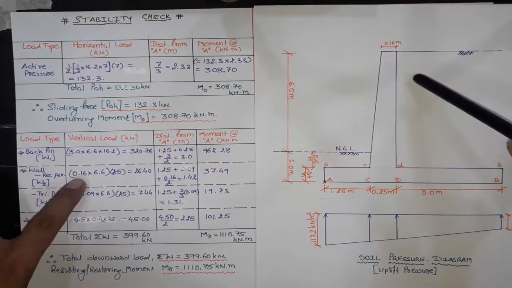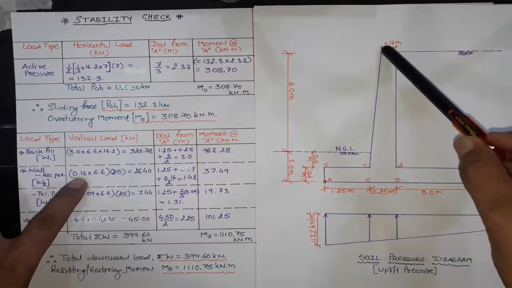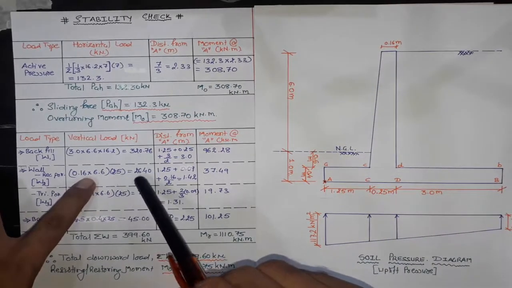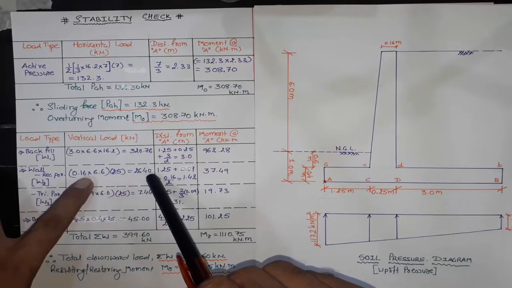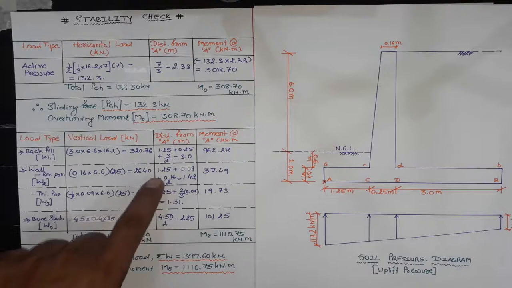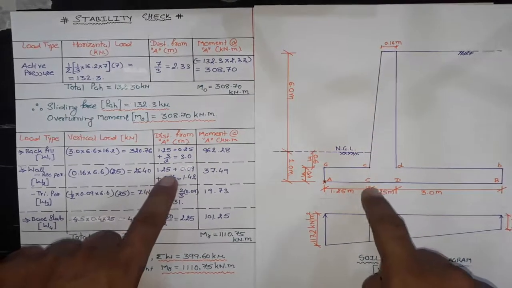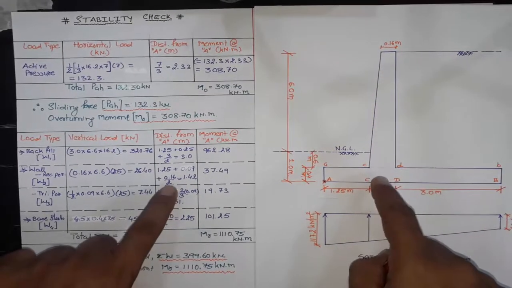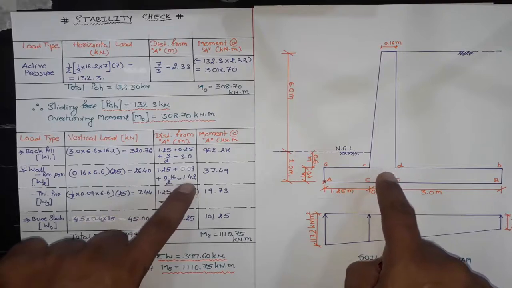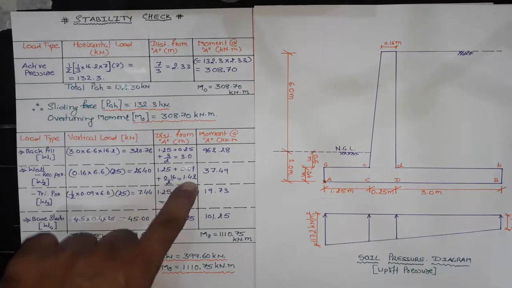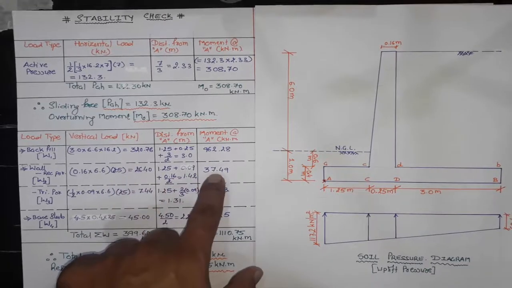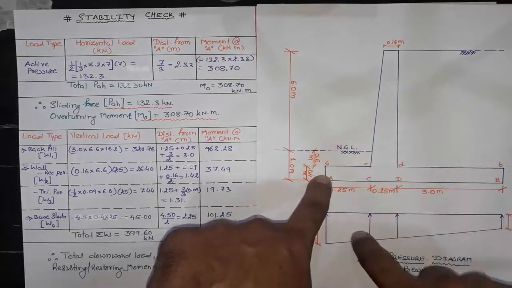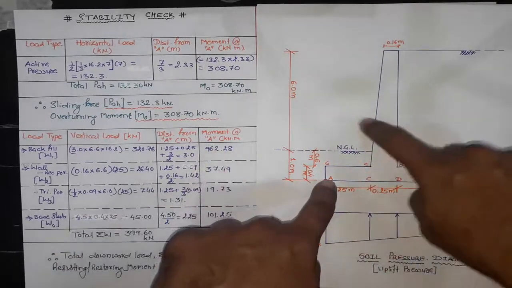Rectangle portion of our stem slab is 0.16 into 6.6 into density of concrete is 25, comes out to be 26.40 kilonewton. Therefore, distance from point A of this rectangle portion will be equal to 1.25 plus 0.09, that's the triangle portion base, plus 0.16 divided by 2, comes out to be 1.42 meter. Multiplication of these two values gives the moment about point A. This moment will act in a clockwise direction. This above moment will also act in a clockwise direction.